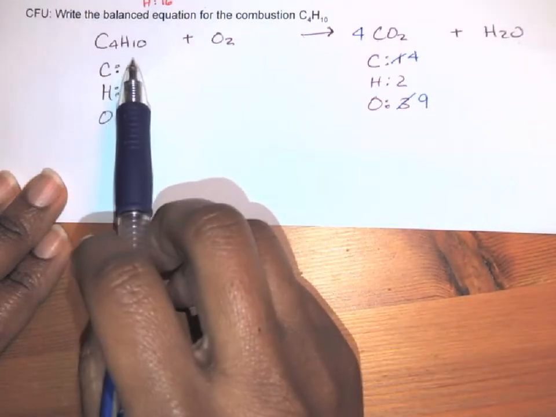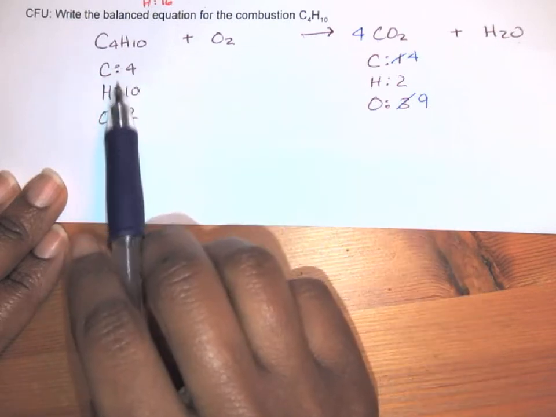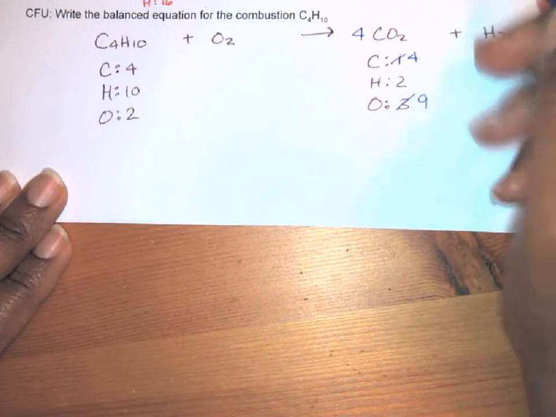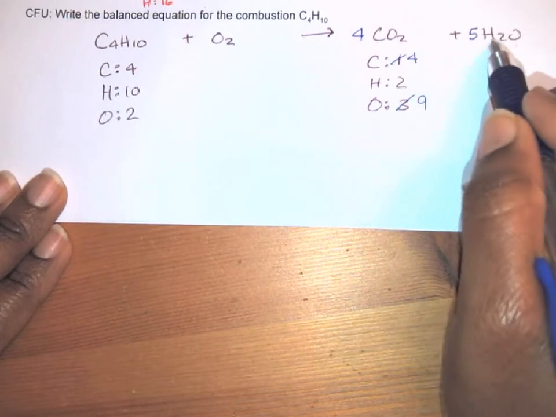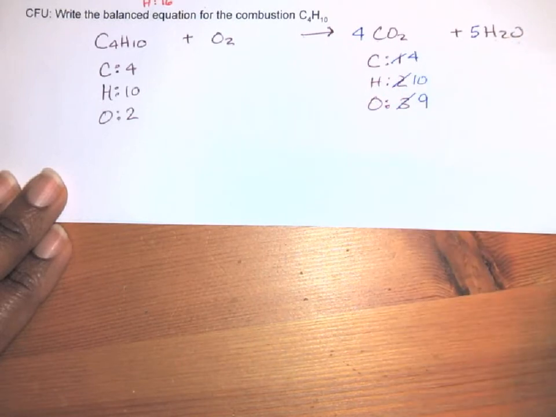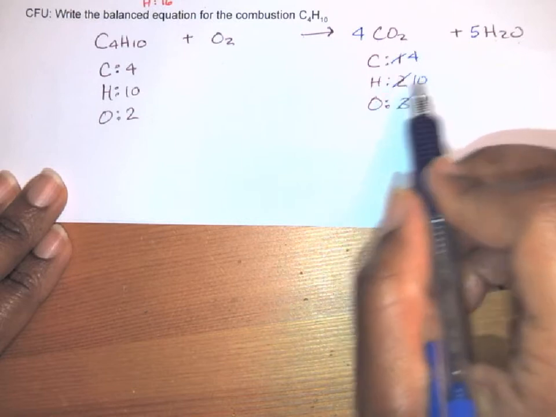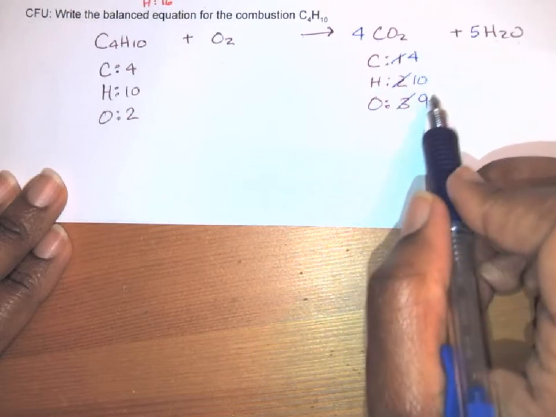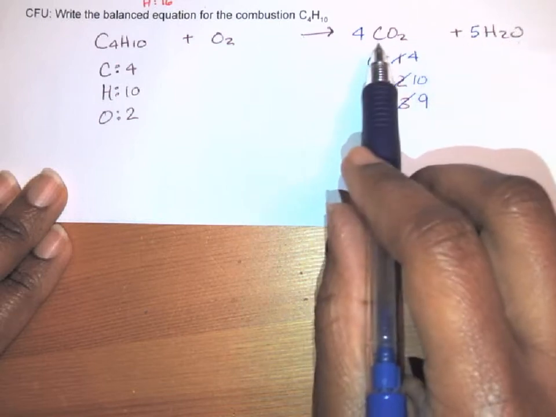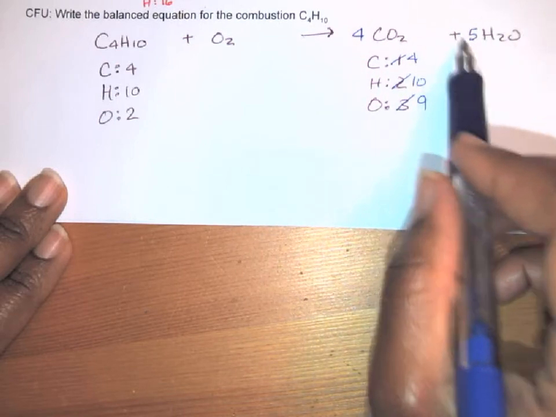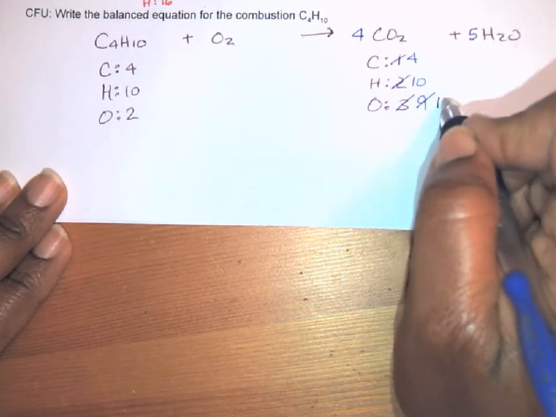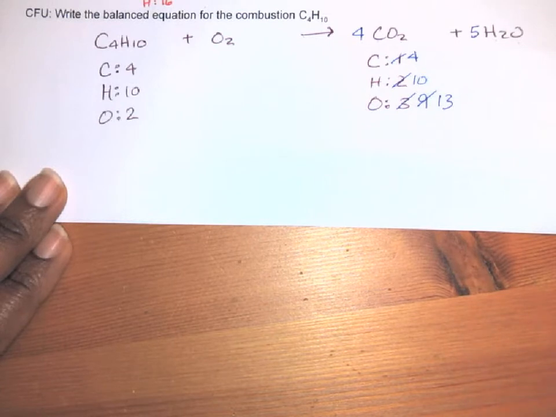Now I'm going to try and balance my hydrogen. I have 10 on the reactant side and 2 on the product side. So the coefficient that must go in front of water, H2O, is a 5, because 5 times 2 will give me 10, and I want 10 on both sides. Once I have my hydrogens balanced, don't forget I need to change the tally for my oxygens, because water has oxygen in it as well. So I have 5 from water plus the 8 from CO2. That gives me a total of 13 oxygens on the product side.